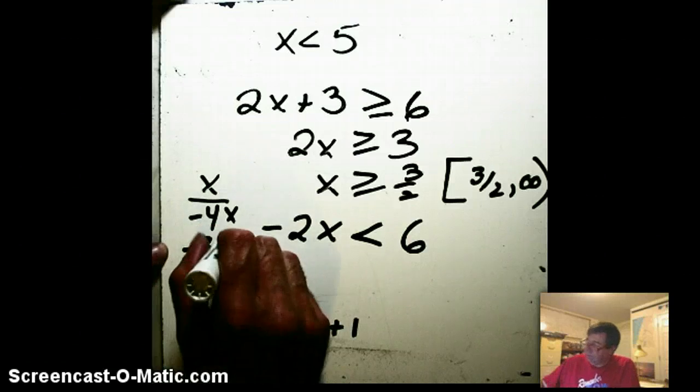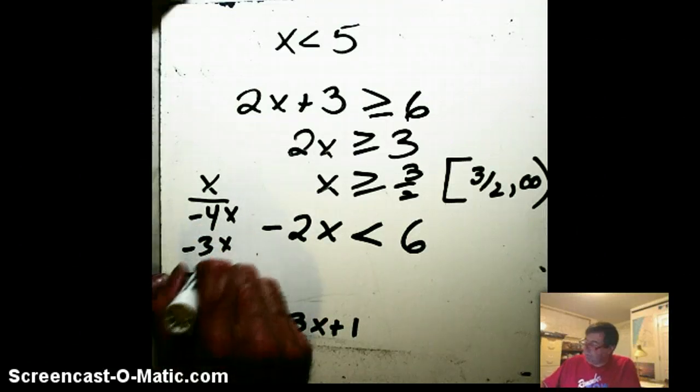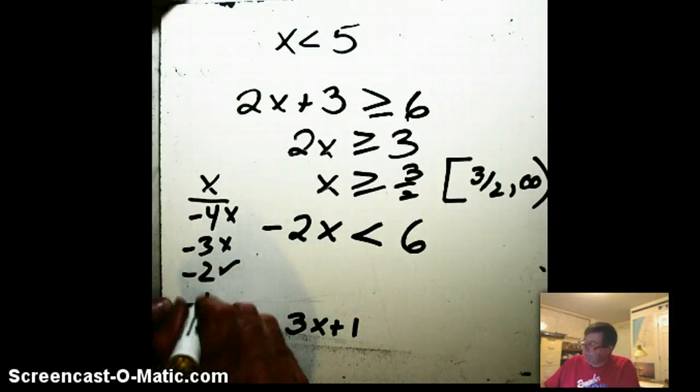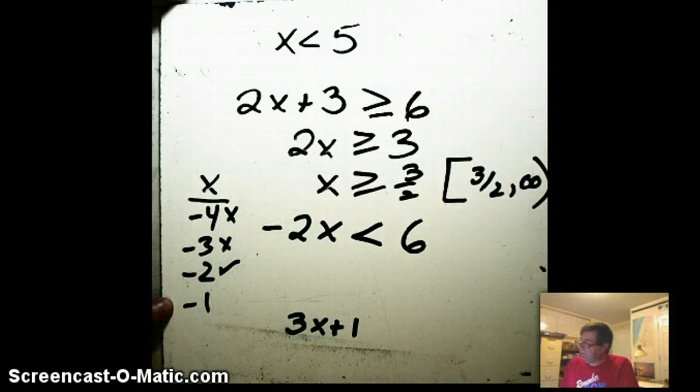How about -2? Is 4 less than 6? Well, yeah, that works. -1, that's 2. Is 2 less than 6? Yes. Okay, well, how about 2? Would 2 work? Well, yeah, -4 is less than 6. You notice it's going to be everything to the right of -3.